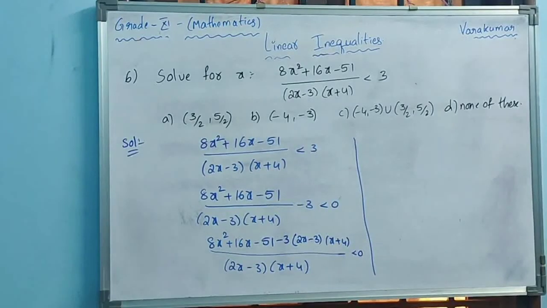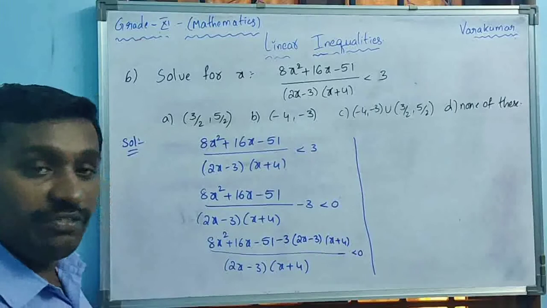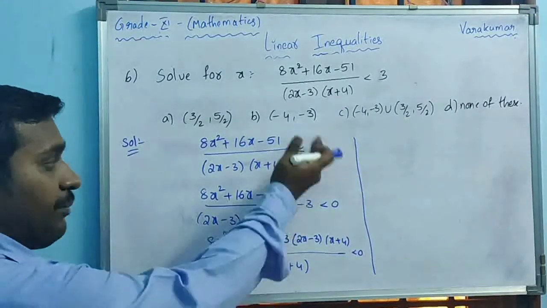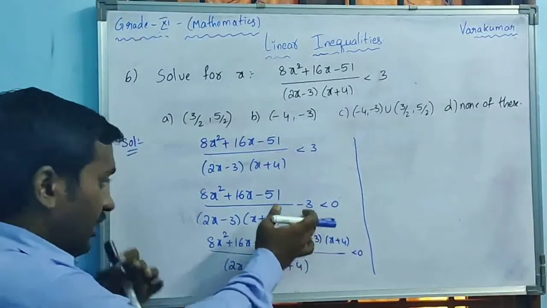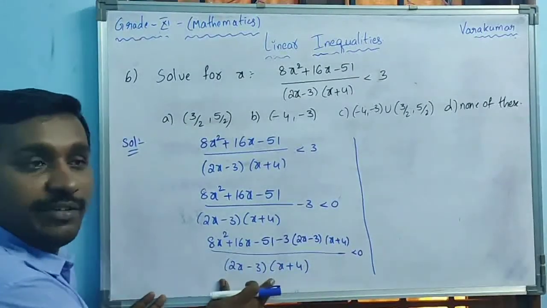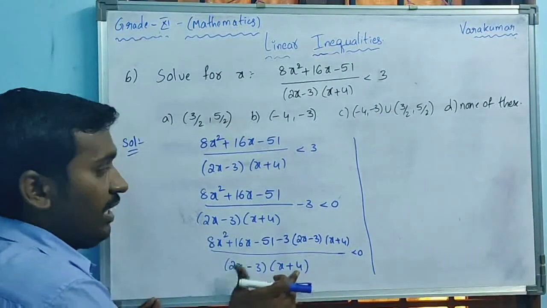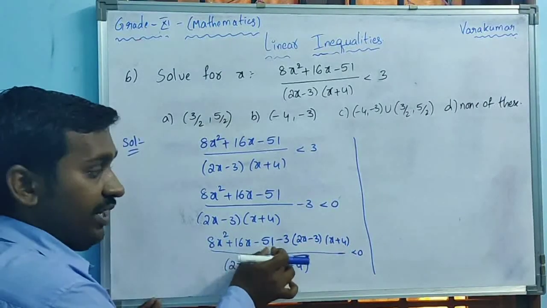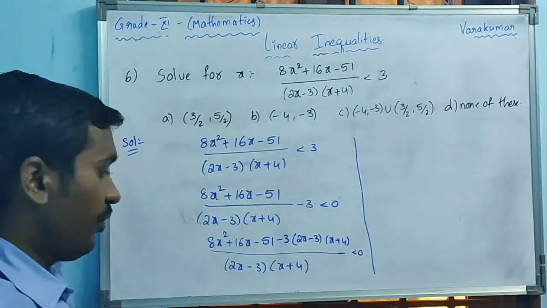You see on the board, given 8x square plus 16x minus 51 by 2x minus 3 into x plus 4 less than 3. I am carrying the 3 over, as already explained, so it becomes minus 3. The next step is taking the LCM. The LCM is 2x minus 3 into x plus 4. Then we get 8x square plus 16x minus 51 minus 3 into 2x minus 3 into x plus 4. Now we have to simplify.